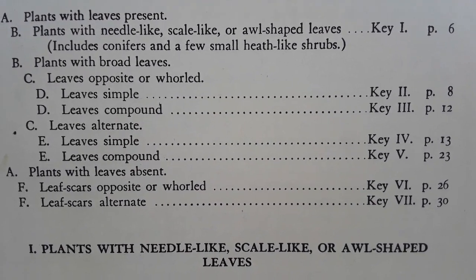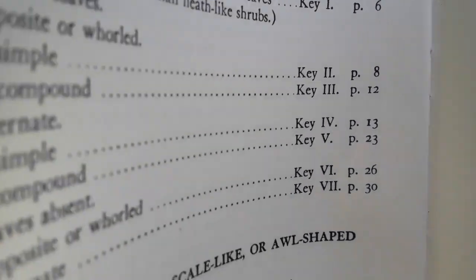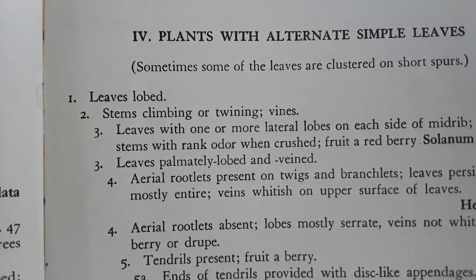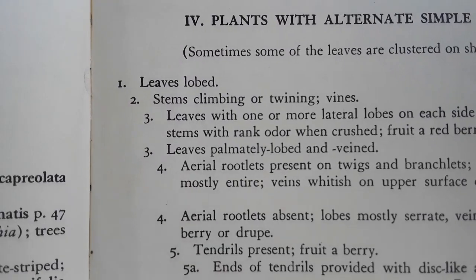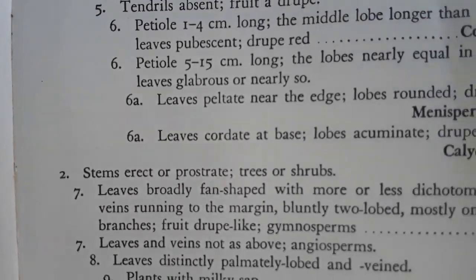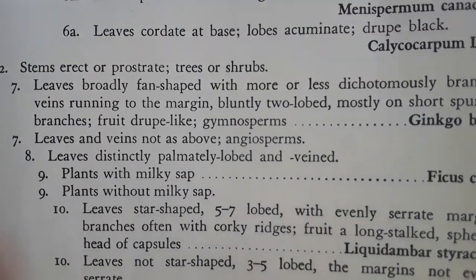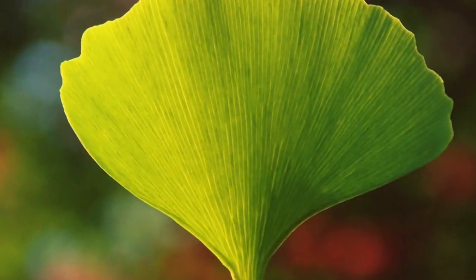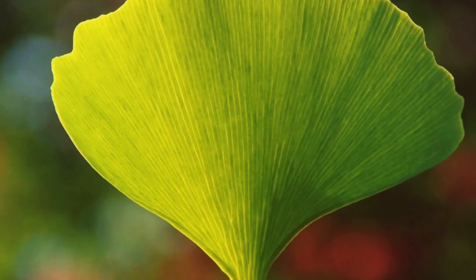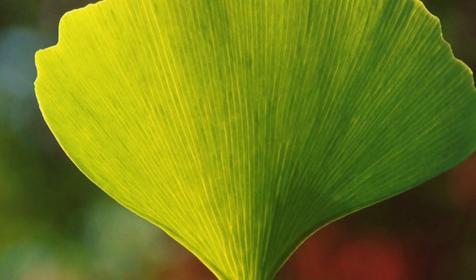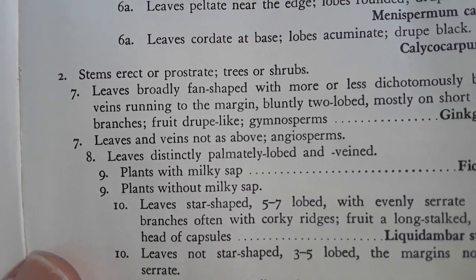Leaves alternate, simple or compound? They are simple, page 13. Plants with alternate simple leaves. Leaves lobed? Yes, absolutely. Stems climbing or twining? No, this is a tree. Stems erect or prostrate, trees or shrubs. Leaves broadly fan-shaped with more or less dichotomous branching? Actually, no. I can show you an example of that. Dichotomous, like the key, just means you have a split, but it always splits into two, and that's not the case here.